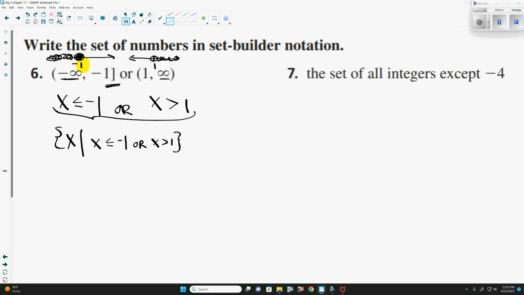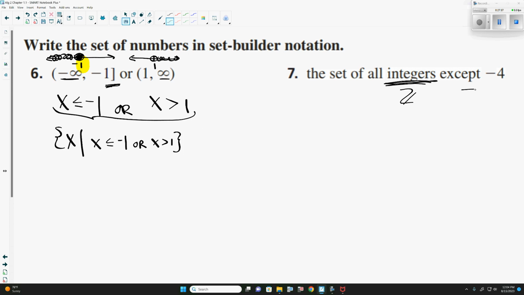Now, if we look at the next one, it tells us what type of numbers, because it's the set of all integers except -4. So what type of numbers? Integers, which is our Z. So except -4. So we can have any integer except for what? So what can x not be? What's a way that we can say not equals or not?